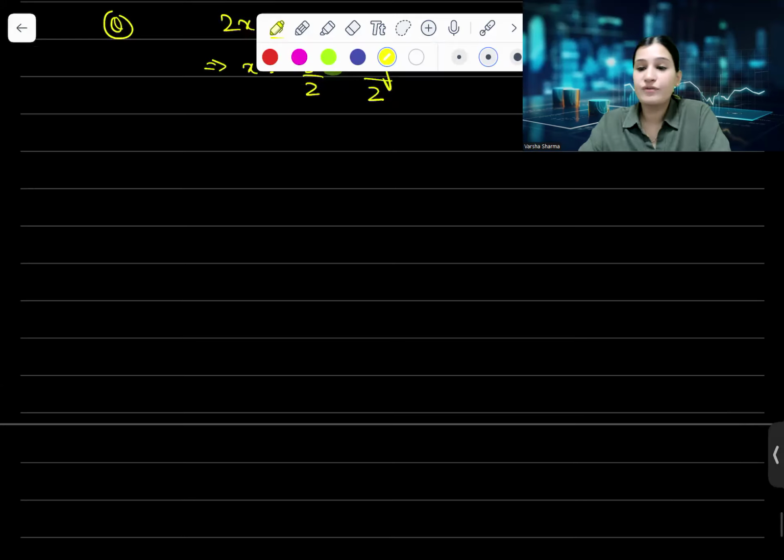Then we move to measures of correlation. How many measures of correlation are there? 4. First one is scatter diagram. Out of all the four, which one will be used for a linear relationship? Karl Pearson product moment. Which one will be used for qualitative characteristics? Spearman's rank correlation.